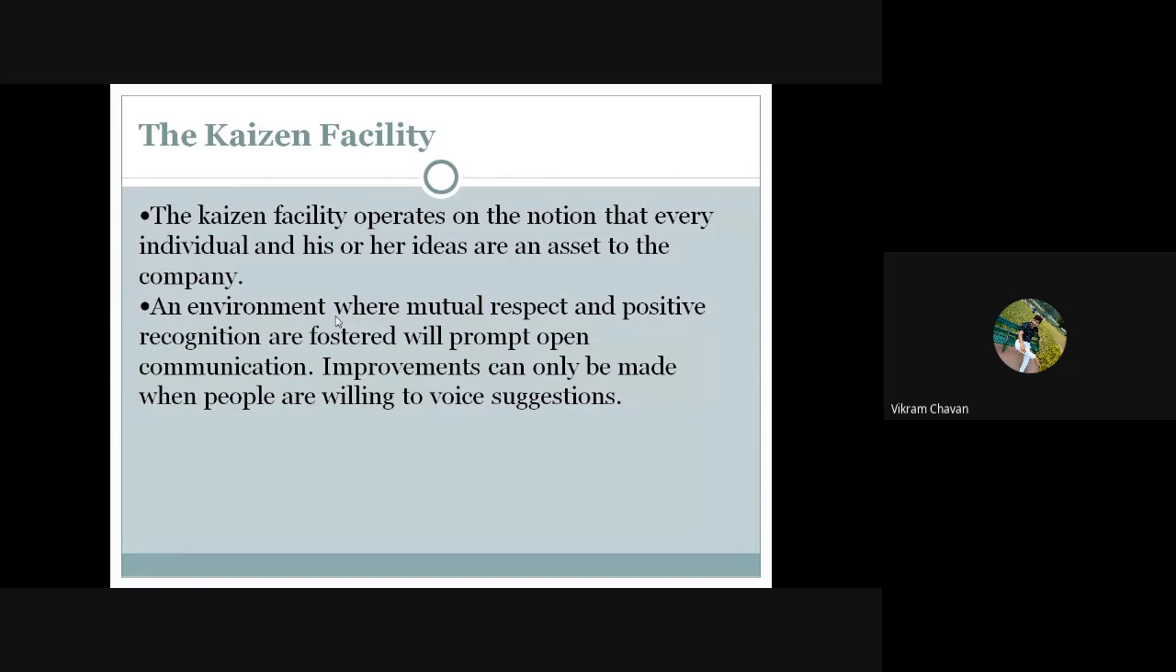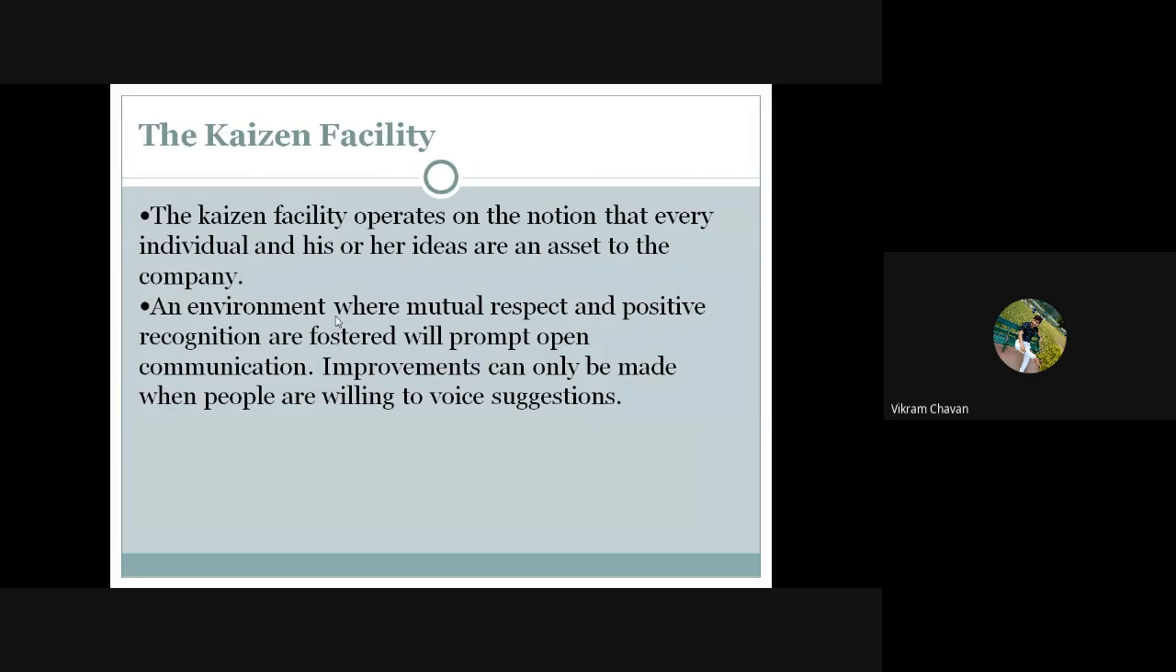Next point: an environment where mutual respect and positive recognition are fostered will prompt open communication. Full stop.